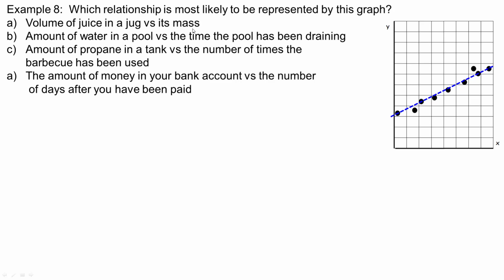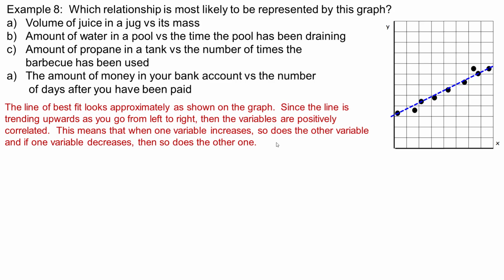And we're given all these scenarios: the volume of juice in the jug versus its mass, the amount of water in the pool versus the time the pool has been draining, the amount of propane in the tank versus the number of times it's been used for a barbecue, and the amount of money in your bank account versus the number of days after you've been paid. So which of these could this graph be representing? Now, this graph is trending upwards, which means as the x variable increases, so does the y. These variables are said to be positively correlated.